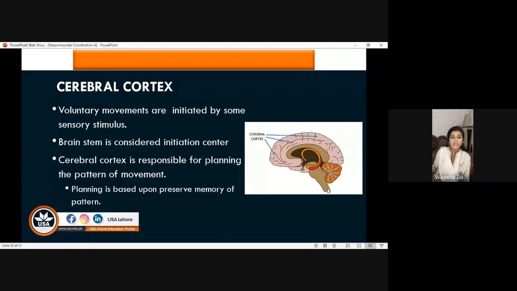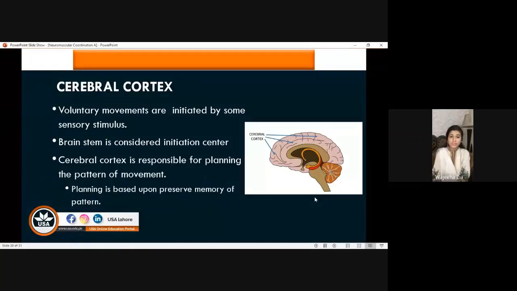All these activities are started from the brainstem. Whenever there is a stimulus, it goes to the brainstem. So the brainstem is the initiation center. This is the brainstem, the longer one, the pons and the medulla collectively. The brainstem initiates or sends the signal to the cerebellum. The cerebellum will coordinate, and then further give instruction to the cerebral cortex to perform that movement.